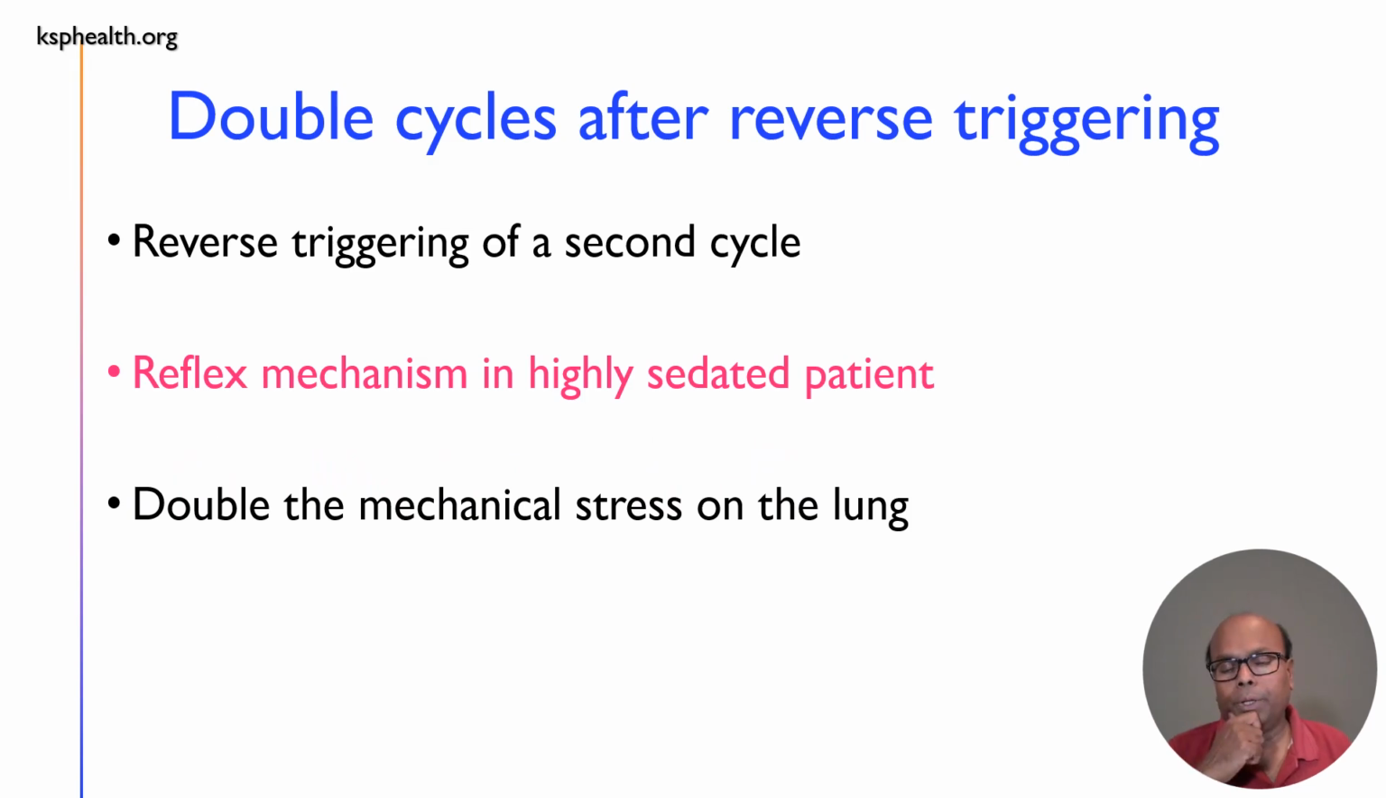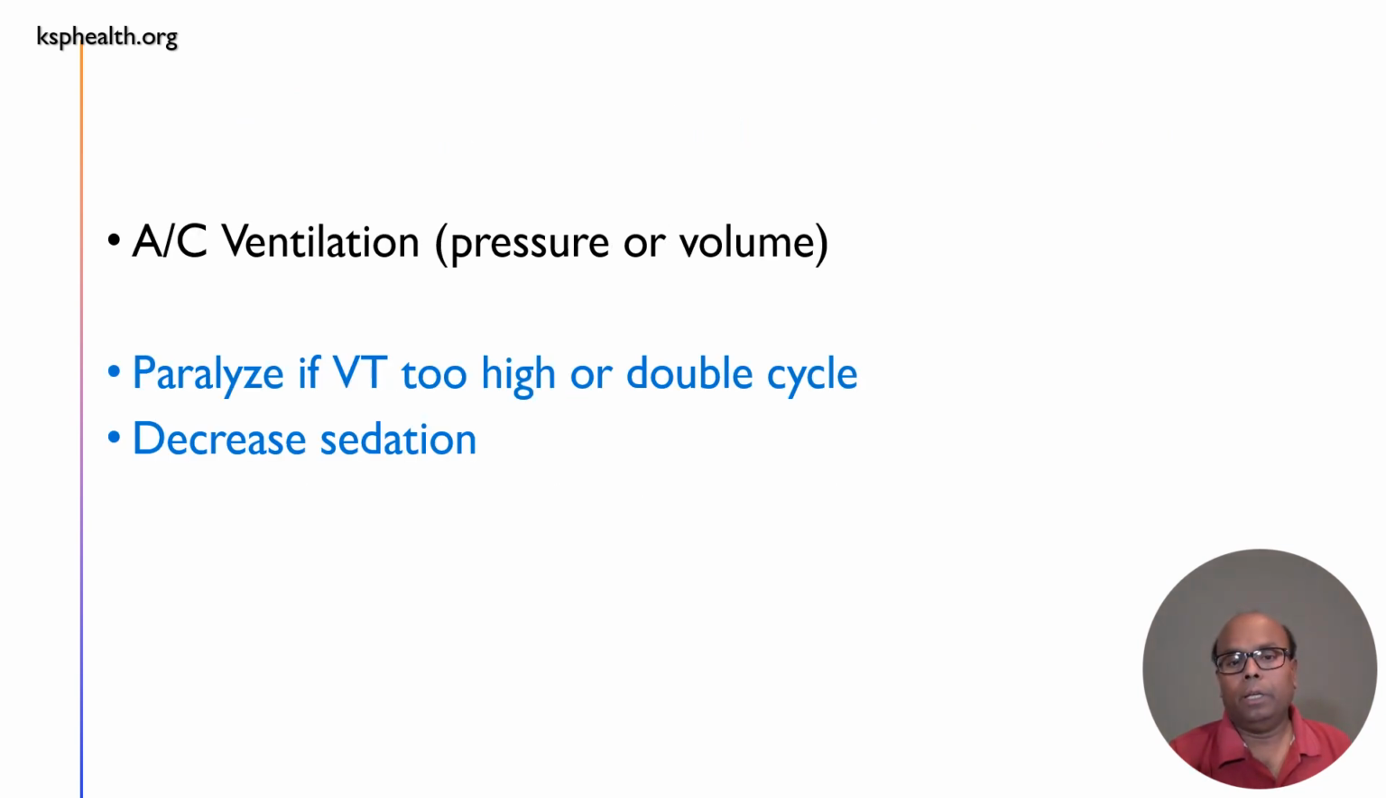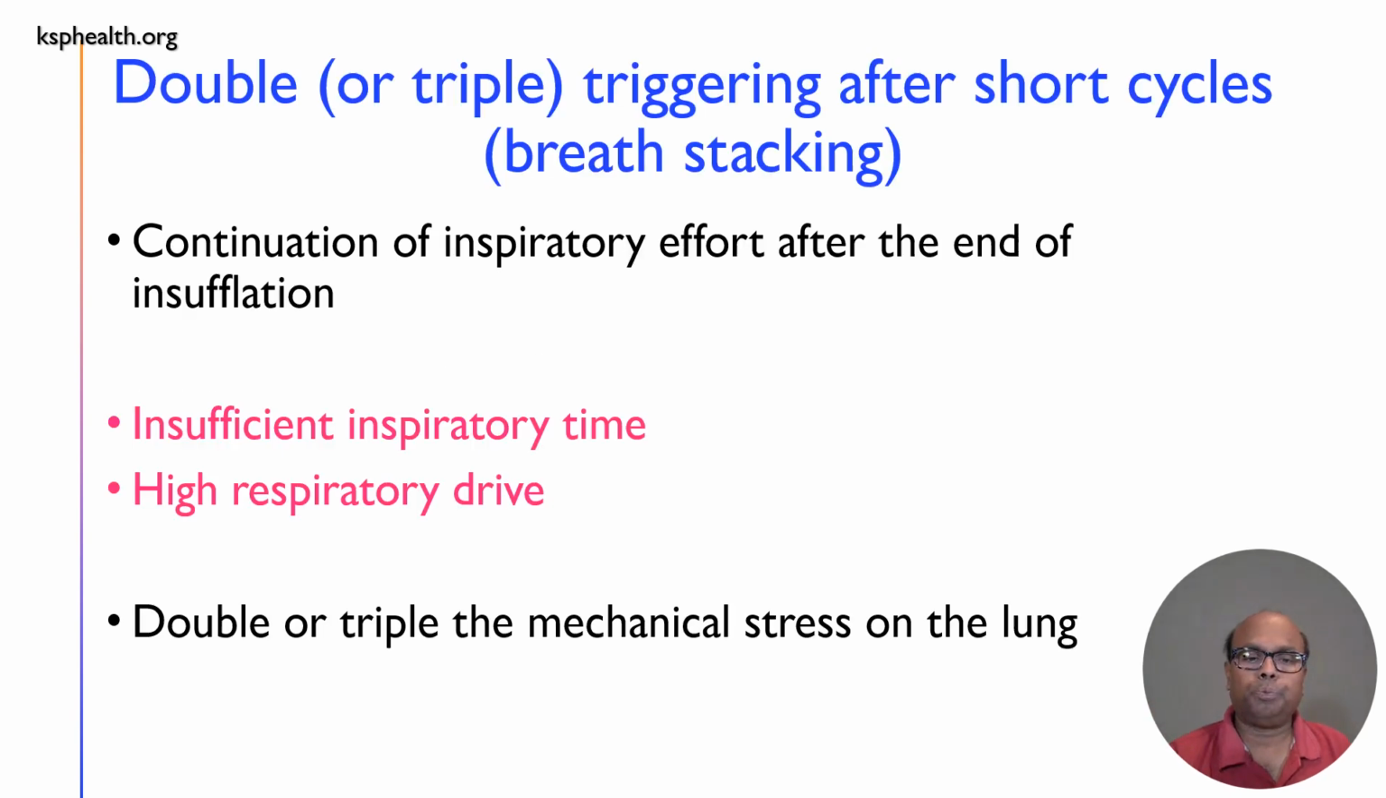Double cycles after reverse triggering: reverse triggering of the second cycle, a reflex mechanism in highly sedated patients, the very same thing we talked about before. It gives a double mechanical stress on the lung. It's seen in AC ventilation. Paralyze if the tidal volume is too high or there is double cycling, or decrease sedation. First, decrease sedation, and if it doesn't improve, paralyze the patient and take over.